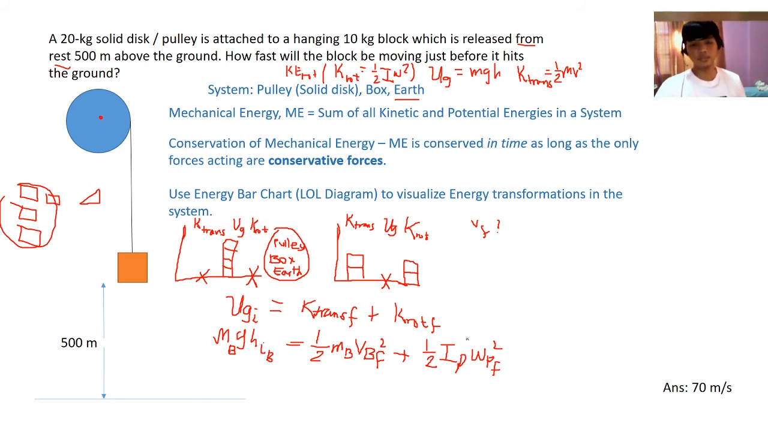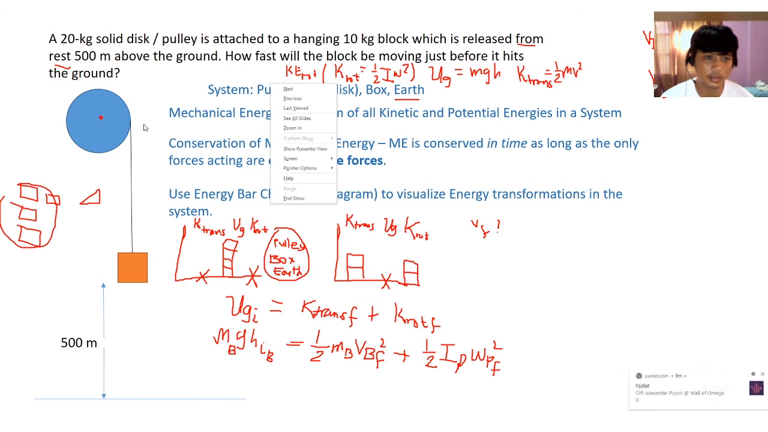Now, this seems difficult because we don't know what omega is. But here's a very important idea: the velocity of the block is equal to r omega, the r of the pulley and the omega of the pulley. The linear velocity of the block is equal to the omega of the pulley times the r of the pulley. Where did this come from? It comes from the fact that the velocity of the block is just equal to the tangential velocity of the pulley. Why would that be? I leave you to think about it.